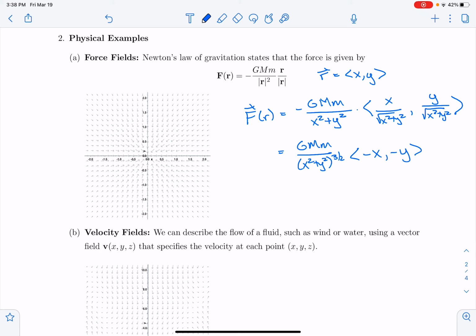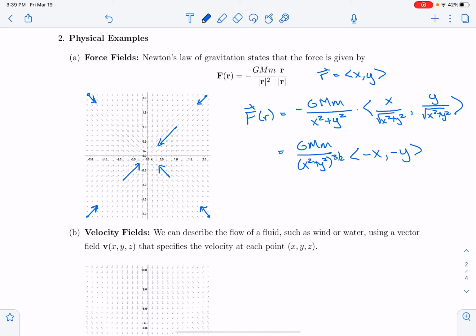So what's interesting about these vectors is that they're all going to point inward. So given a positive value of x and y, then you're going to have a vector that points inward. And given negative values of x and y, you'll have a vector that points in the positive direction. Okay, so these vectors are all going to point inward. What's also interesting about this vector field is that the vectors get longer as you get closer to the origin. So these vectors start off short and then they become longer as you get closer and closer to the origin.